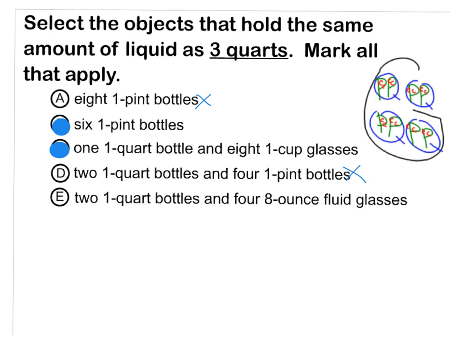But letter E says 2 1-quart bottles and 4 8-ounce fluid glasses. So let's take a look. 2 1-quart bottles would be 1, 2, and 4 8-ounce glasses would represent 4 cups. 1, 2, 3, 4. Therefore, that would show 3 quarts. So I also know that E would represent 3 quarts as well. I hope you picked B, C, and E as well. Let's go on to our next question.